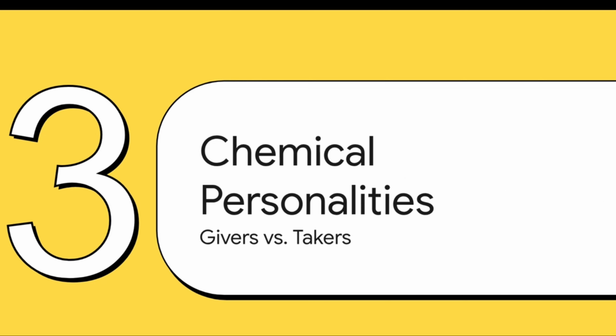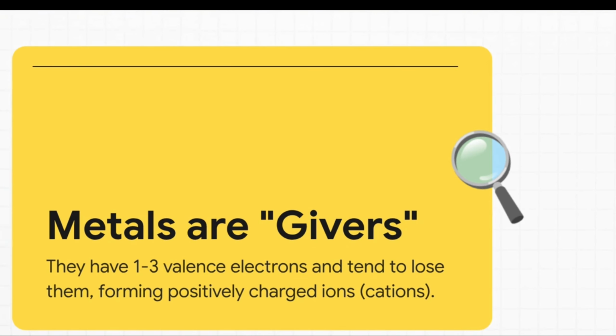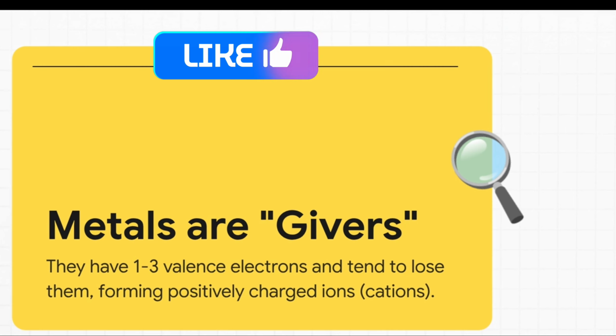But all those physical things are really just what's on the surface. What truly defines a metal versus a nonmetal is its chemical personality. And when you get right down to the atomic level, it all comes down to a super simple dynamic. You've got the givers and you've got the takers. Metals are the ultimate givers. You see, their atoms usually have just 1, 2, or maybe 3 electrons hanging out in their outermost shell. So for them to become stable, the easiest thing to do is to just give those few electrons away. When they do that, they're left with a positive charge, and we call that a cation.